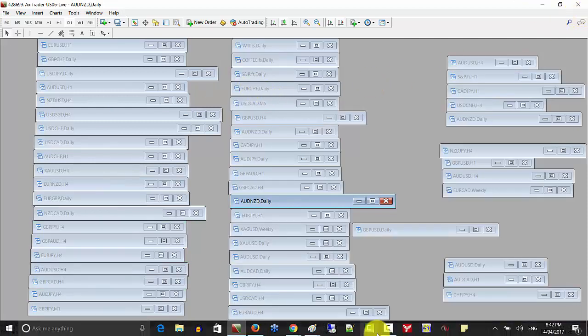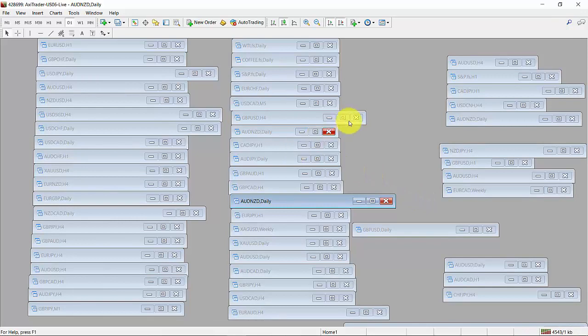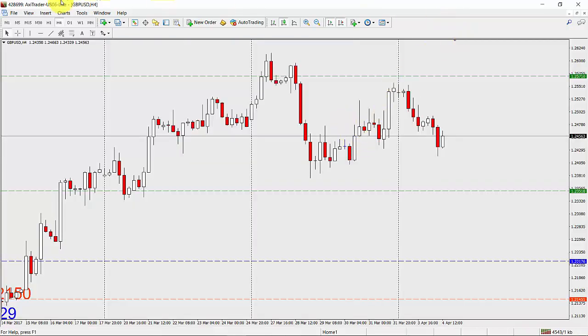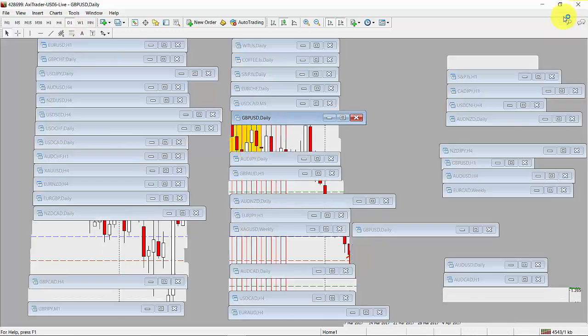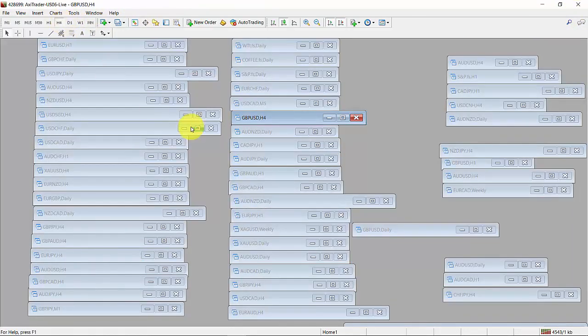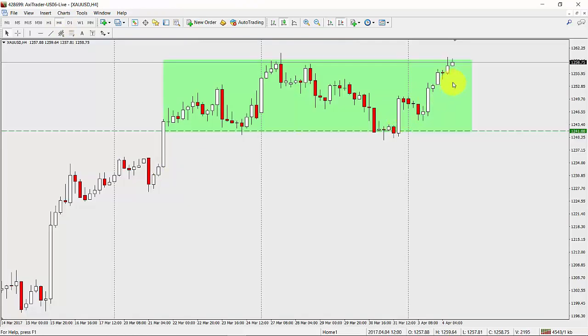Any other questions, guys? Any other charts that you want to have a look at? I think the pound is an absolute mess, and I don't like it at all. I wouldn't trade that one. I wouldn't trade that one if someone paid me, man.